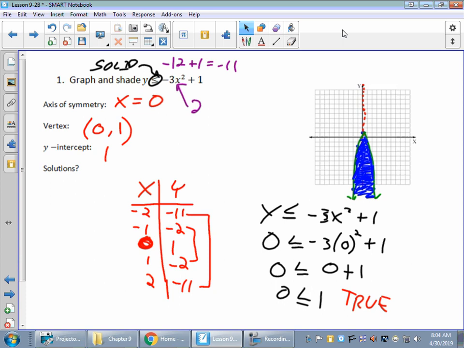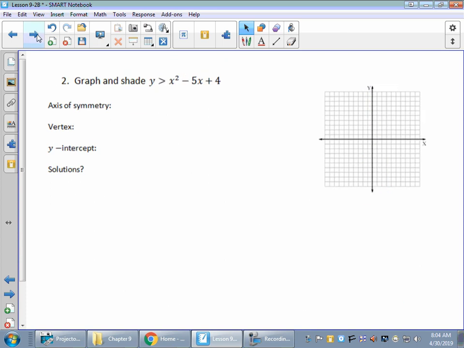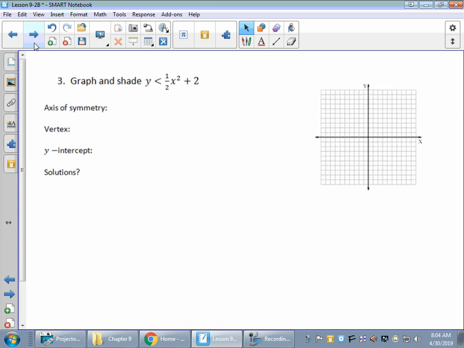So simple as that. Just like we did with inequalities in linear equations, it's the same thing. Everything's the same in graphing it, then you just got to pick a test point and decide if it's solid or dashed. All right, let's do one more. Let's skip ahead to number 3 here. Graph y is less than 1/2 x squared plus 2.